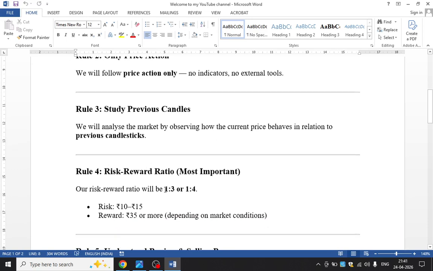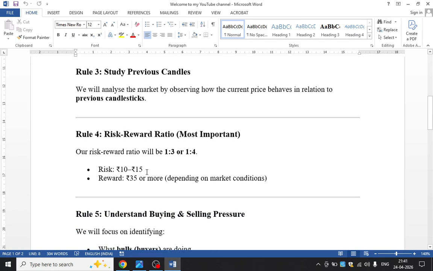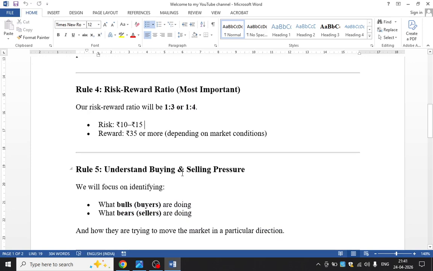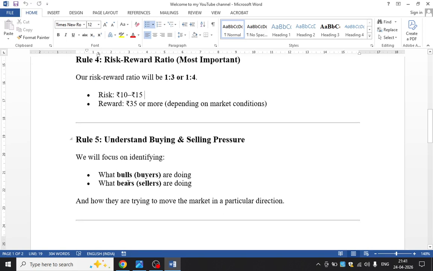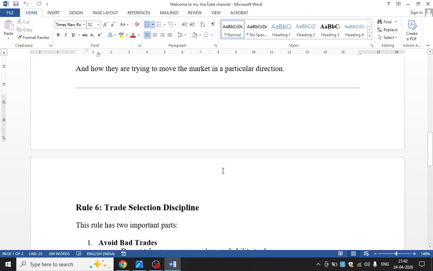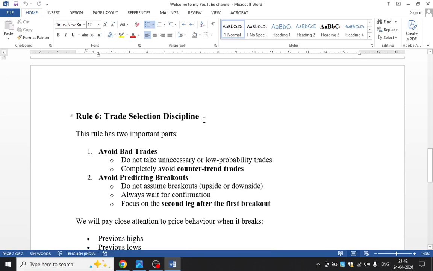My risk to reward ratio is 1:3 or more than that, or 1:4. If I am risking 10 to 15 rupees, my target is more than 35 or 40 rupees. I try to understand buying and selling pressure with respect to the candles that are forming. Bulls want to take the market upside, and bears want to take the market downside, and in between there is a probability of which direction it can move, and based on that we can take our trades. So these are my disciplines for trade selection.